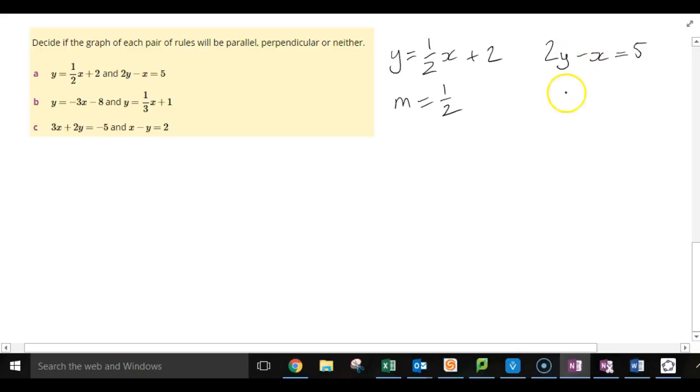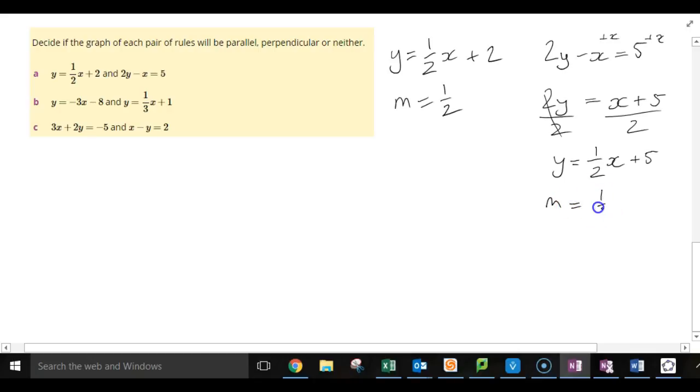So the first thing you do is add x to both sides, and you get 2y equals x plus 5. Now I simply divide everything by 2, and I get my y equals 1/2 x plus 5. Now, the gradient is a half.